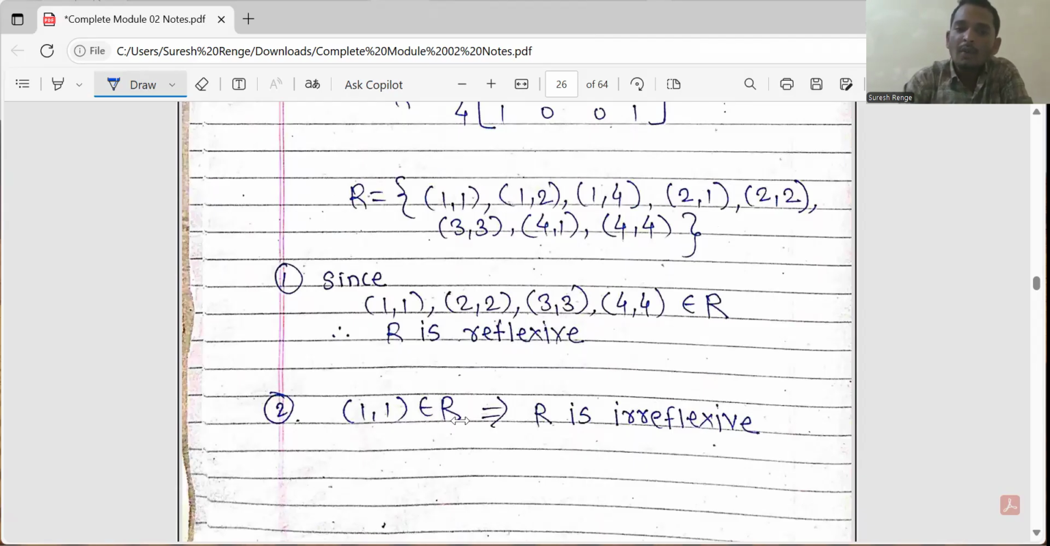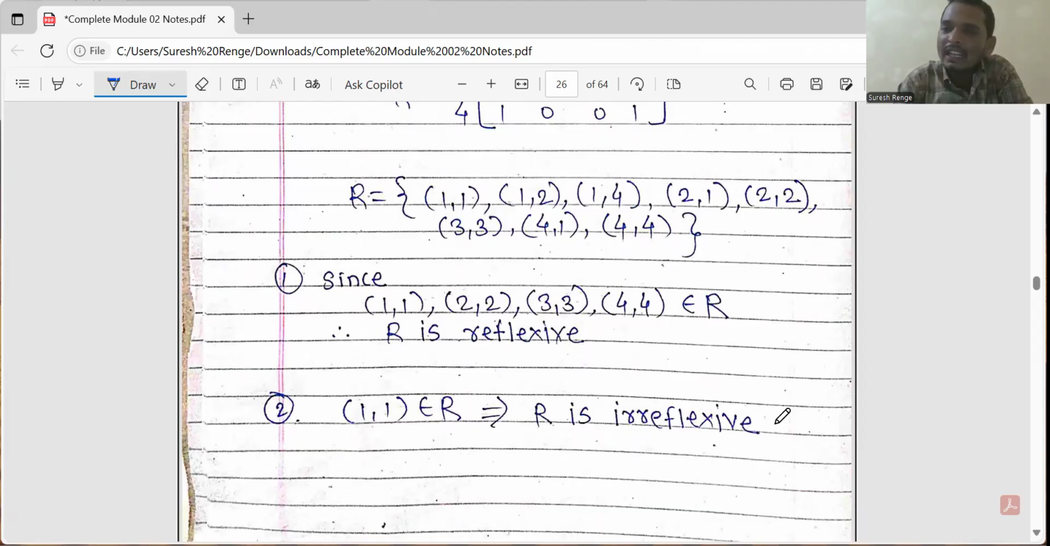Now we want to comment on irreflexive relations. If the relation is reflexive, self-related elements exist. So reflexive is confirmed. Now we want to comment on irreflexive. What is the meaning of irreflexive? If you want to check an irreflexive relation, in that relation, self-related elements do not exist.